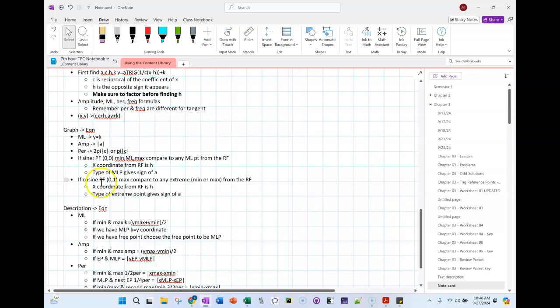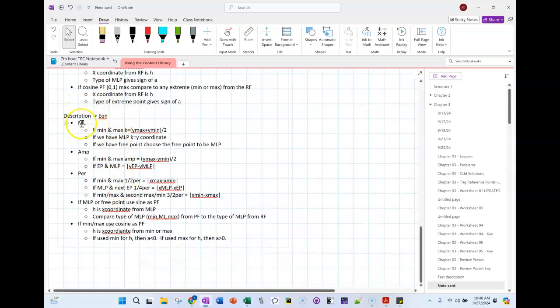If I'm writing a cosine function, then I'm going to use an extreme point. The X coordinate from that extreme point is my H. And the type of extreme point tells me the sign of A. So again, minimum is negative A, maximum is positive A.